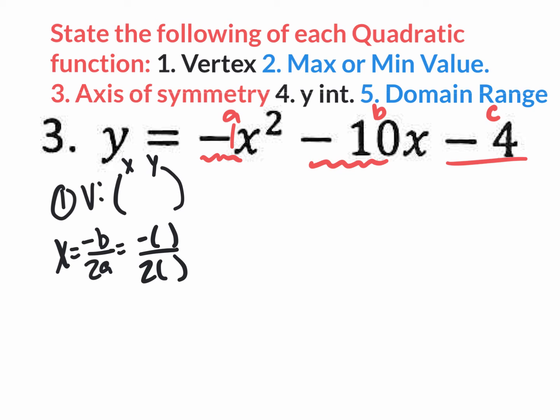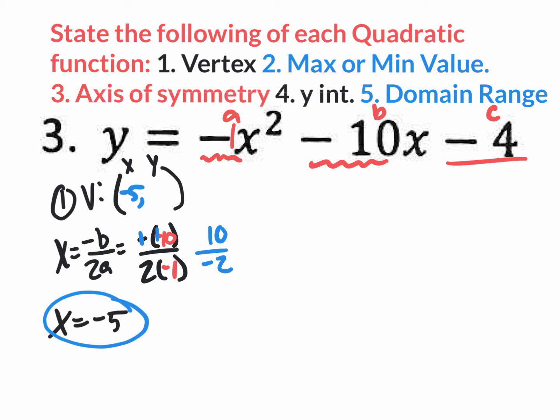As a matter of fact, out of all these things that you're identifying, the easiest is to identify the y-intercept when it's in standard form. It's always going to be that last value. Anyway, back to vertex. The b value is -10. The a value is -1. -10 changes to a +10. 2 times -1 is -2. So what I have here is x equals -5. So I know that my x value of my vertex is -5.